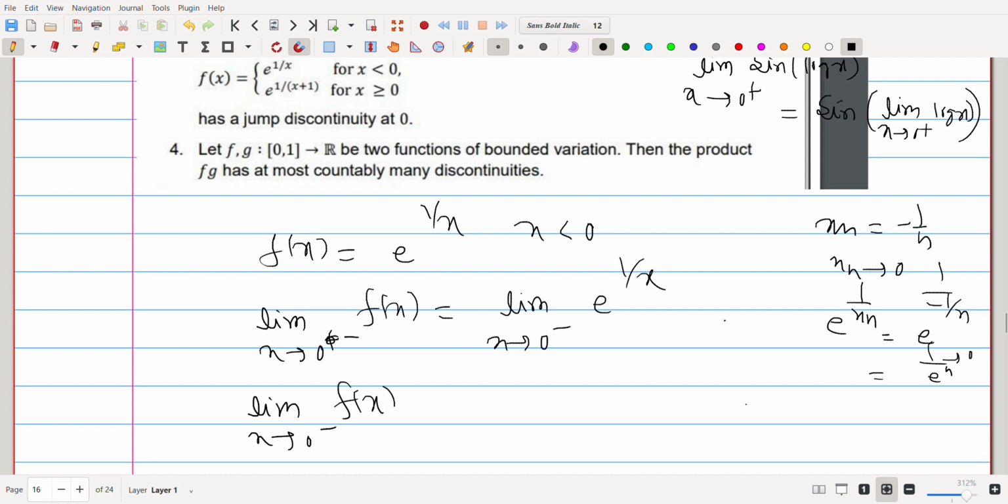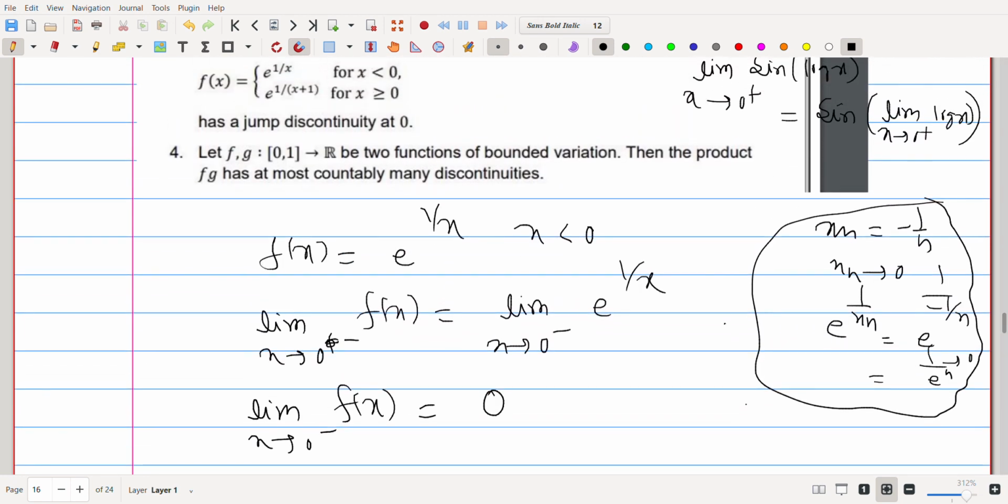So the limit as x goes to 0 minus of f(x), I am giving it as an example that if you particularly take x_n to be minus 1 by n, you can easily see that this goes to 0. And this limit exists, which is simple to check. So the limit as x goes to 0 minus of f(x) is 0.